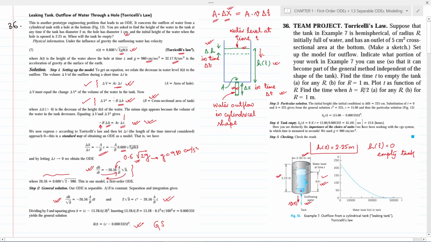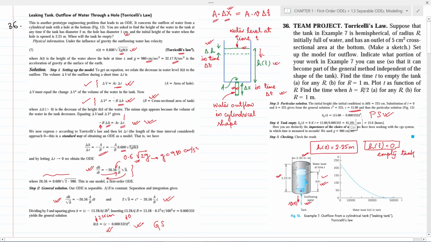So this is the general solution of the differential equation, and we can get the particular solution by using this condition, that is at time t equal to 0, the height of the water inside the tank was 2.25 meter. So we can substitute H in centimeters as 225 centimeters, and time t equal to 0 to find the value of C, which has been found out to be 15 in this case, and we can substitute this value of C in the general solution to obtain this particular solution, which is h of t equal to 15 minus 0.000332 t whole square.